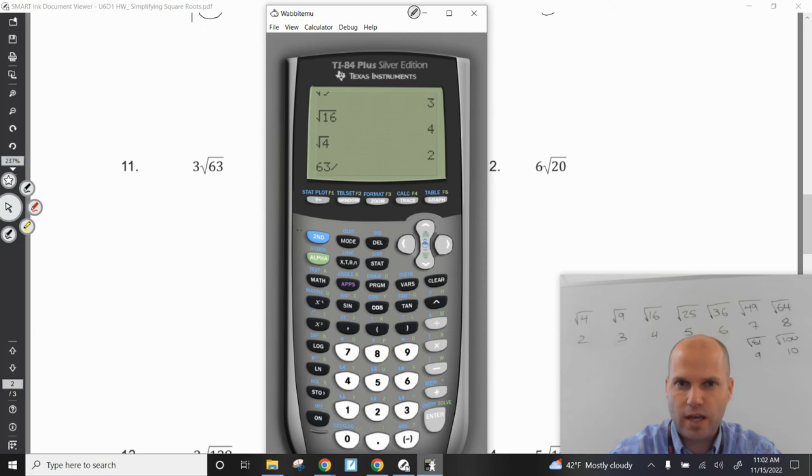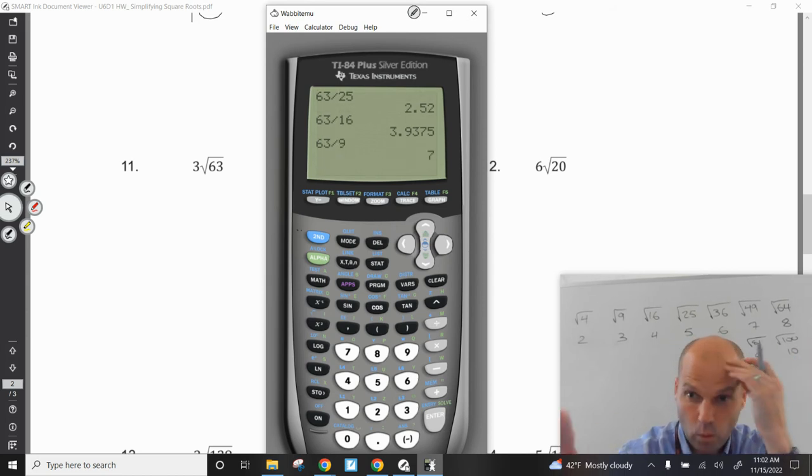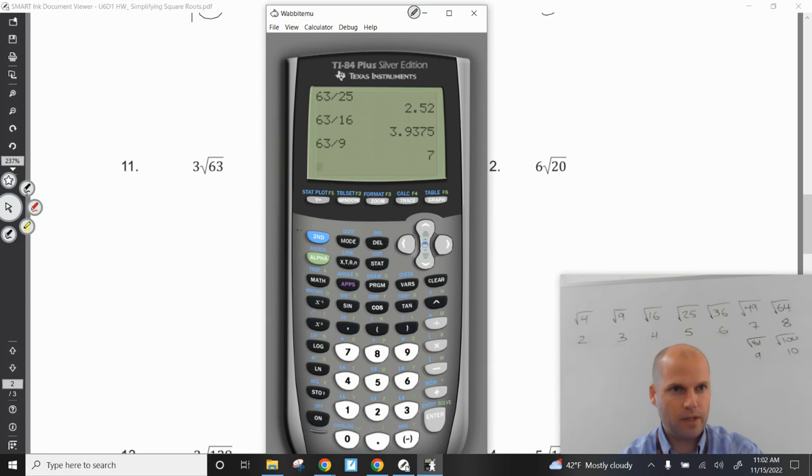Okay, so I'm going to try to divide 63 by 49. I don't know why I typed in 60. I know that's not going to work. I'm going to try 36. Doesn't work. I'm going to try 25. I know that's not going to work. I'm still trying biggest to smallest. 16. Doesn't work. 9 works. The 7 keeps throwing up. Okay, now let's be careful. That 3 stays.